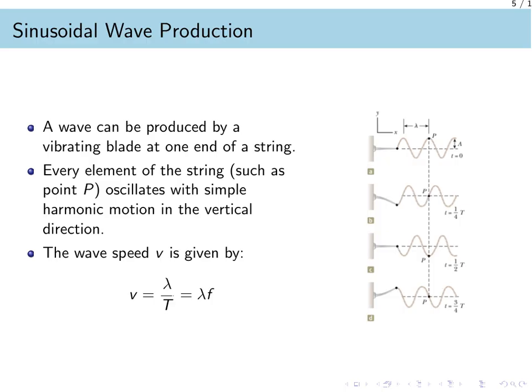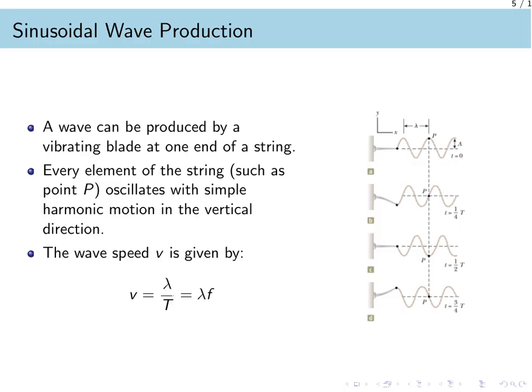We can visualize the production of a sinusoidal wave by imagining a vibrating blade at one end of a string. As the blade moves up and down, it creates a disturbance that travels along the string. The figure illustrates how a single point on the string, labeled P, oscillates in simple harmonic motion in the vertical direction as the wave passes by. While the wave moves horizontally, point P only moves up and down.